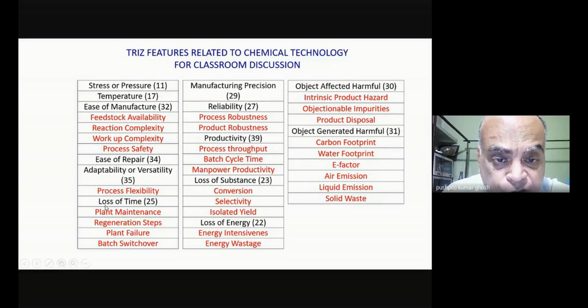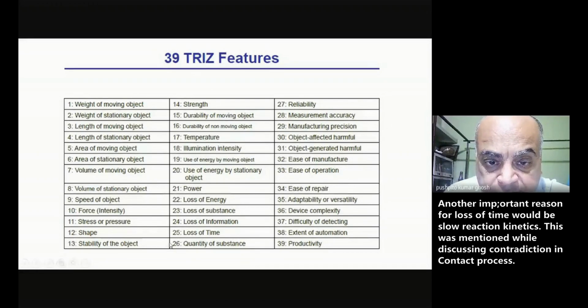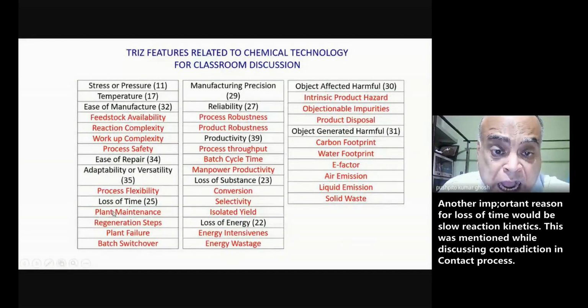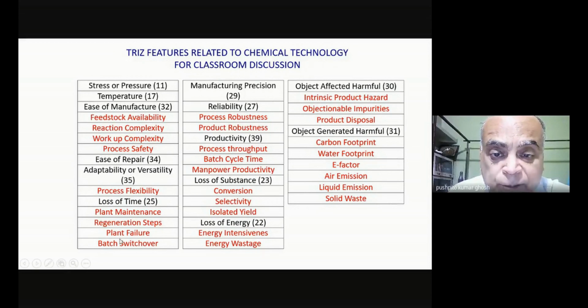Okay. Take loss of time. Loss of time, okay, 25. I viewed loss of time as it could be plant maintenance, that every time I go for plant maintenance, there's loss of time. There could be regeneration steps. So if a catalyst has to be regularly regenerated, very frequently, there would be loss of time. There could be plant failure, which could lead to loss of time. Or suppose I make many products and I'm switching over from one product to another product in a batch process, there could be a loss of time in batch switchover. So those would be all examples of loss of time.